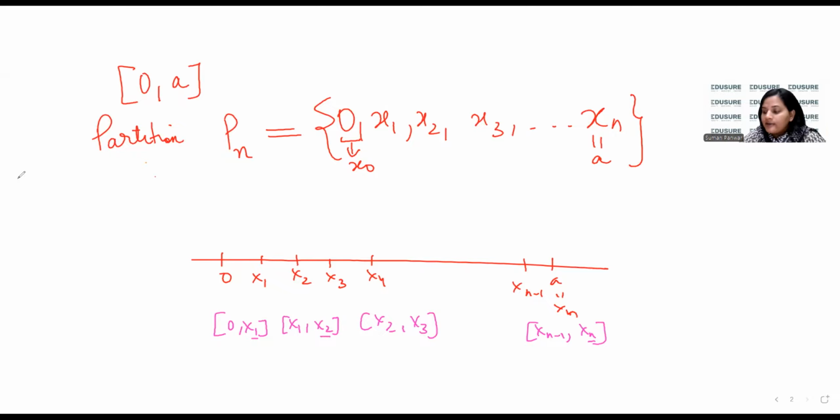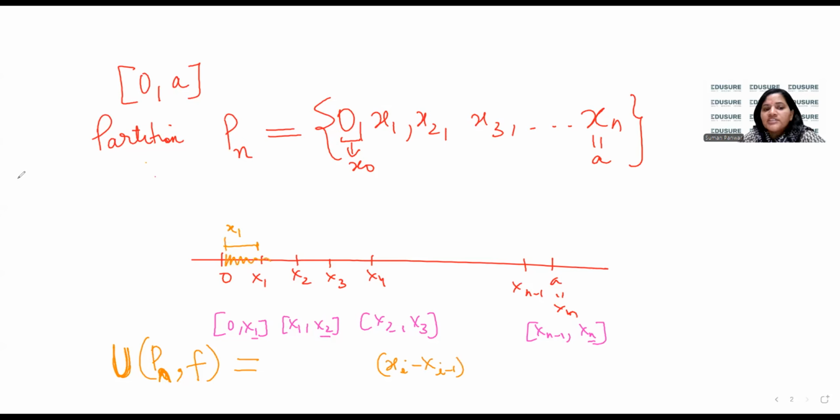If I look at the upper sum with respect to a partition Pn, this is my partition Pn. As n varies, the number of elements varies. So if I look at the upper sum of this function with respect to this partition, this is nothing but the sum of terms involving xi minus xi minus 1. Now, every partition has a width.